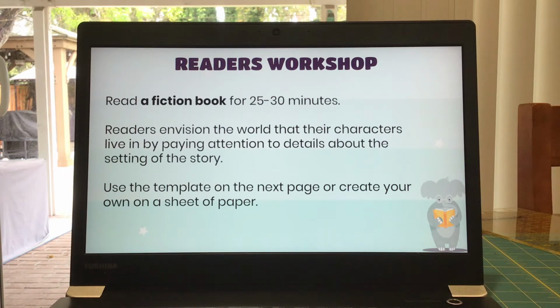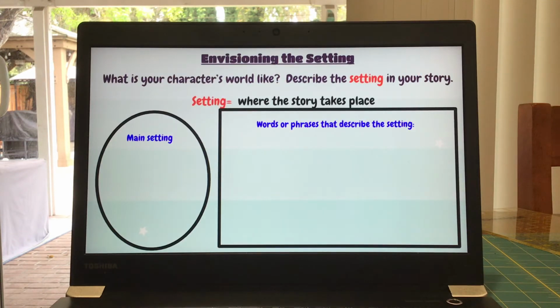What does it look like? Where do they live? So what is your character's world like? Describe the setting in your story. So on the left here, you're going to write down what is your main setting. Is it taking place in a forest? Does it take place in a tree house? Does it take place in a castle? And then on the right, in the rectangle, what are some words or phrases that describe the setting?